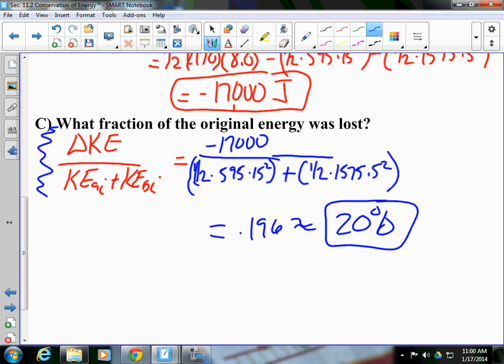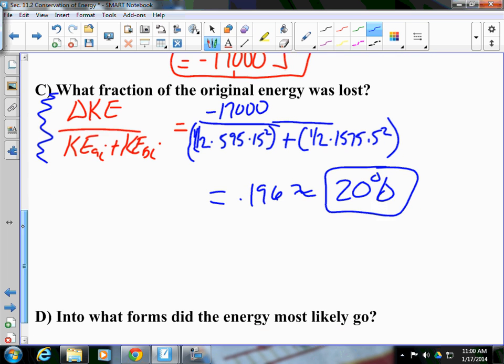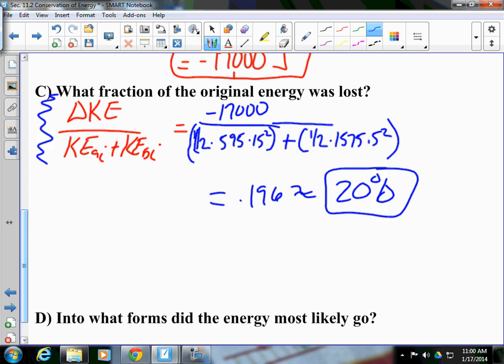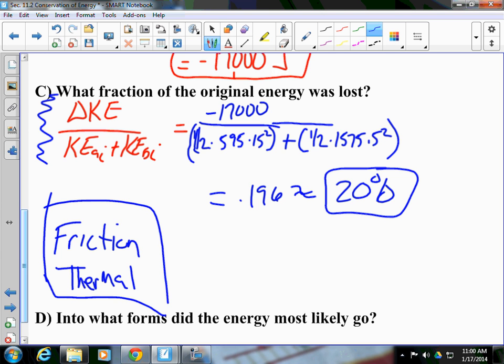Now, second to last question. Into what forms did that energy go? Where's that energy going to be converted? Well, it's what we talked about. Friction. And have you ever seen two cars get wrecked together? They're going to mash together, and they're probably going to create a fair amount of heat or thermal energy. So that is where that can go.